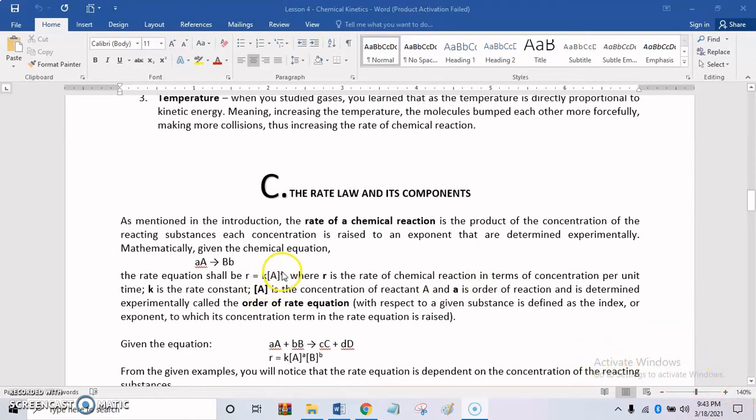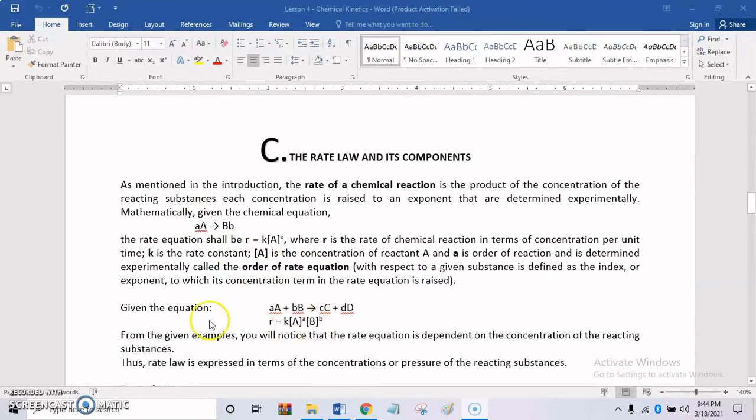This power is also termed the order of the rate equation. The order of the rate equation, with respect to a given substance, is defined as the index or exponent to which its concentration term in the rate equation is raised. So the number of moles here will dictate the order of the rate equation.